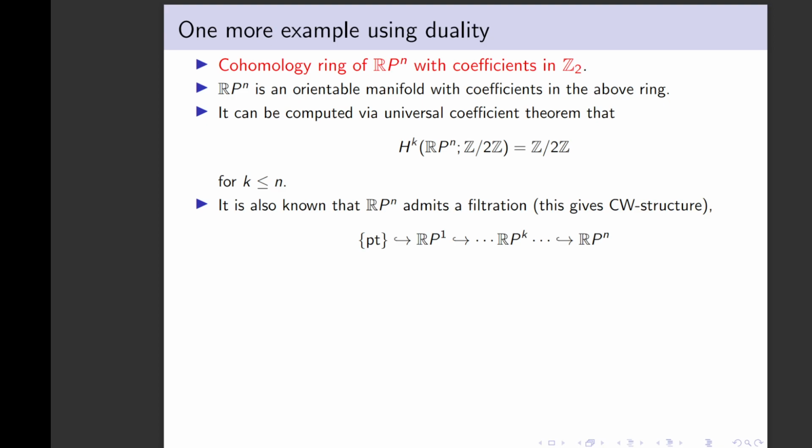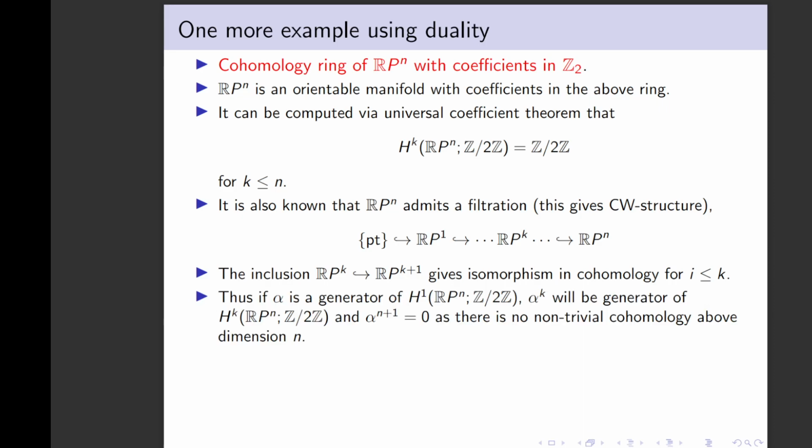Again, RPN has a CW structure like this. At every dimension k, RPK is the k-dimensional skeleton. So basically, the inclusion RPK to RPK plus one is an isomorphism in cohomology for i less than or equal to k. This will help us to say that if alpha is a generator of H1, then there exists some element in this. We will prove this inductively.